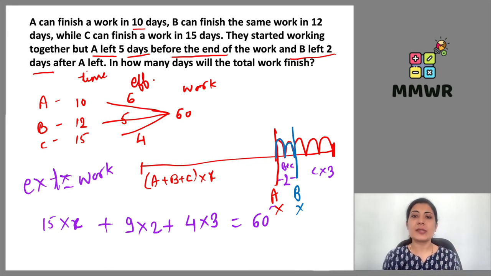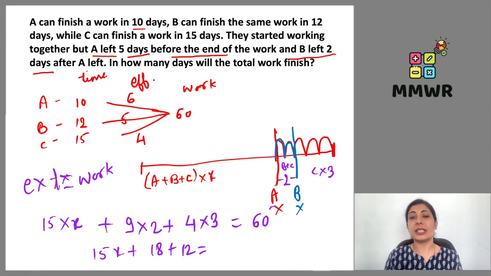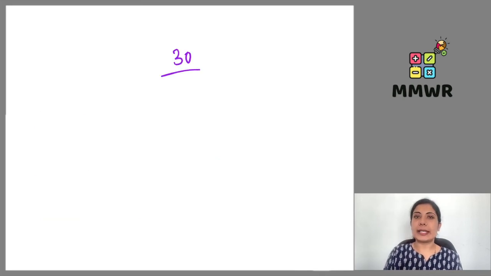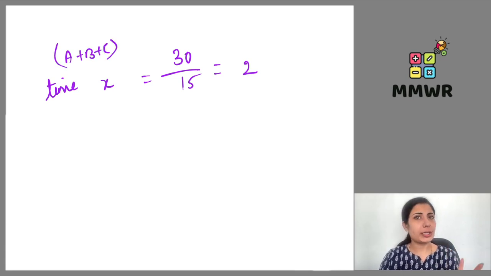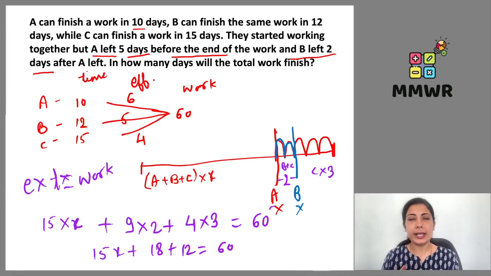Once you are able to do this with the help of this graph which we created, you can easily get the value. Okay. So 15x plus 18 plus 12. 18 plus 12 gives me 30 and 60 minus 30 is going to give me again 30. 30 divided by 15 gives us 2, which is the value of X, or we can say the time taken by A, B, C, all three of them. So all three worked only for 2 days, then A left, then work went on for 2 more days, then B left and then C worked alone for 3 days.